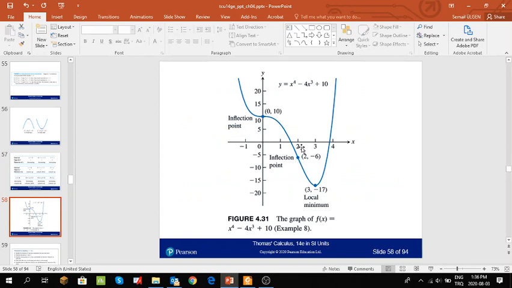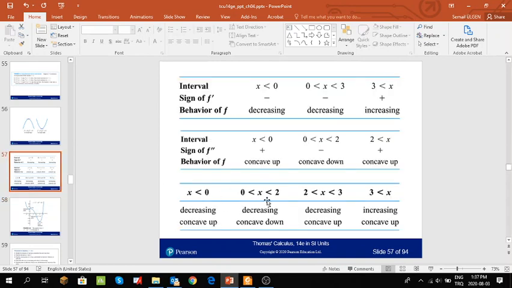So 0, 2, 3. Okay, before 0 it is concave up and decreasing. Between 0 and 2 it is concave down and decreasing. Between 2 and 3, as you will see, it is concave up and decreasing. Between 3 and further, it is concave up and increasing. So you just draw this picture according to what you got here. This is the summary of everything, so you should do that.